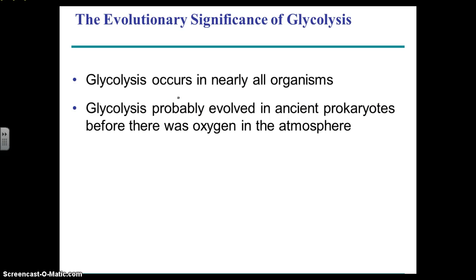For some reason, the AP exam likes this idea: the fact that glycolysis occurs in nearly all organisms, and it's evolutionarily conserved. Every single organism does glycolysis. It's thought that even the earliest organisms in the history of the Earth did glycolysis, before there was actually any oxygen in the atmosphere, and that was their way of making energy. We'll discuss this a little more in class.